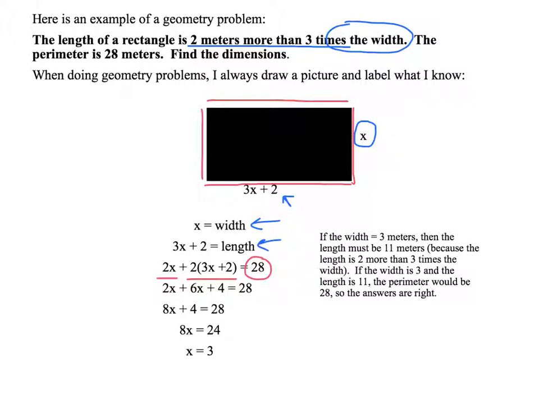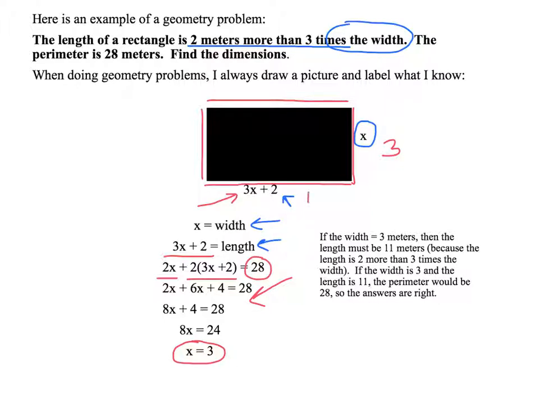And you can see then I went through and did the algebra in order to figure out that answer, and you can see that I have x is equal to 3. That means that the width must be equal to 3. If the width is equal to 3, then the length must be 11. And I know that by coming back to my labeling part, or I can come back to the picture part of it, and I can multiply 3 times 3 to get 9, plus 2 gives me 11.